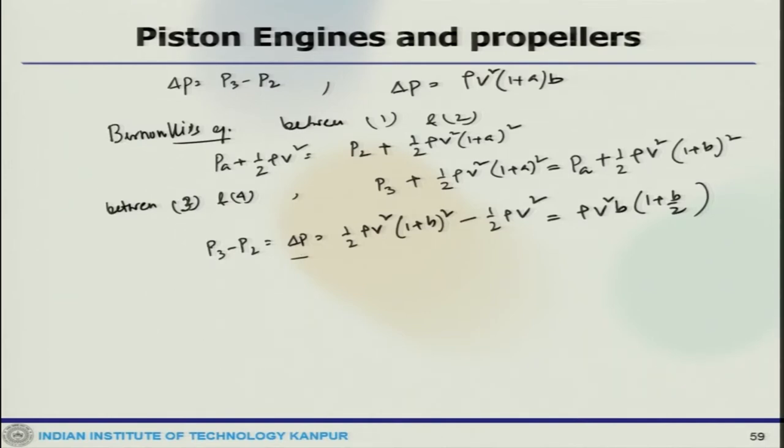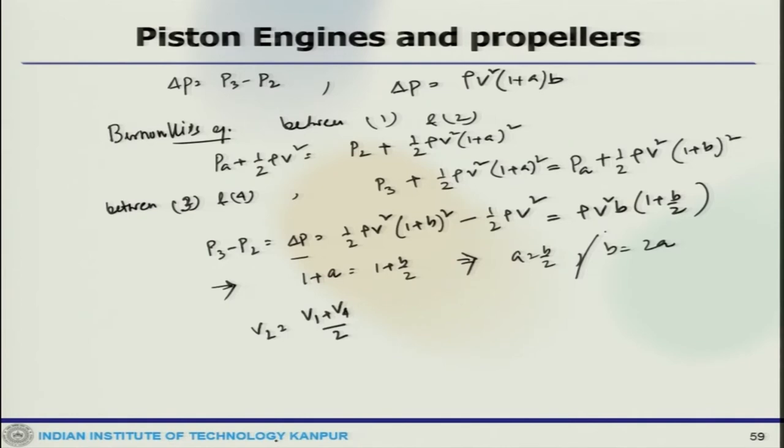Now if we eliminate delta P from this equation and this equation, we get 1 plus a equals 1 plus b by 2. So that means a equals b by 2, or b equals 2a. So one can prove that V2 would be (V1 plus V4) by 2.